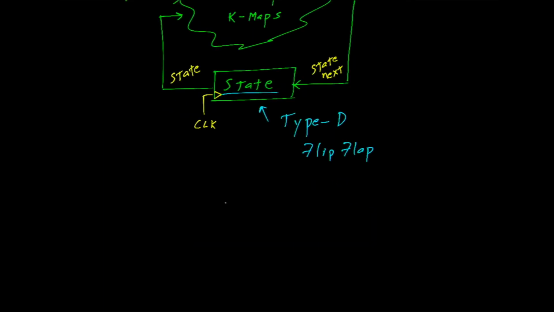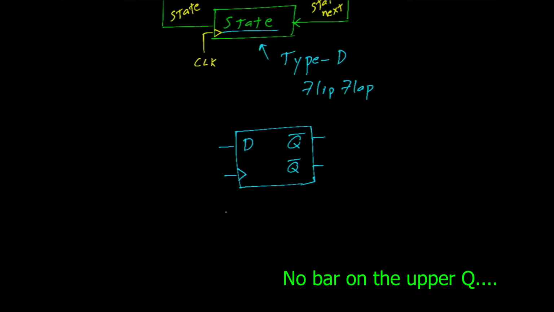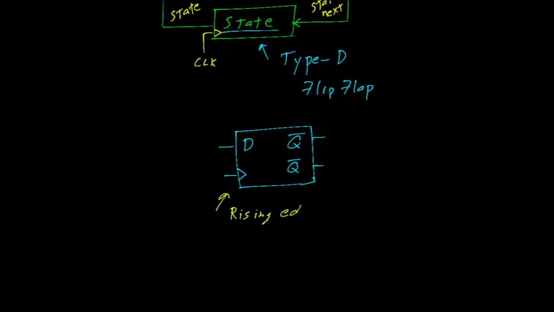The schematic symbol for that D flip-flop looks like this. Here's your D input, Q output. There may or may not be a Q not output, and there will certainly be a clock input, which is this little triangle here. This particular example is a rising edge triggered flip-flop, where on the rising edge of clock, we would say that Q is assigned the value of D.